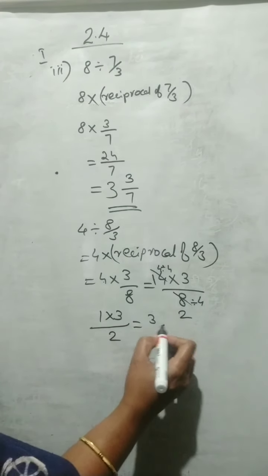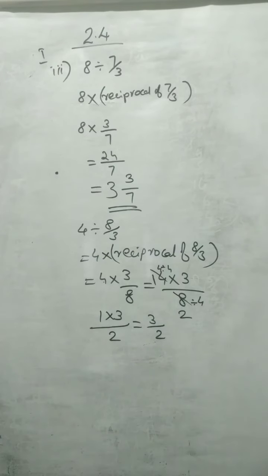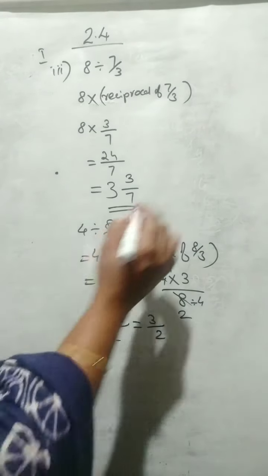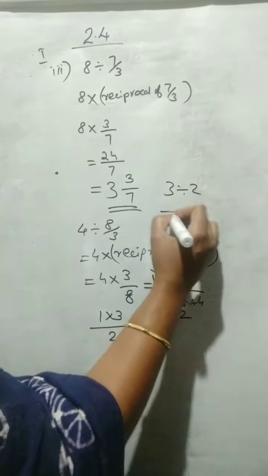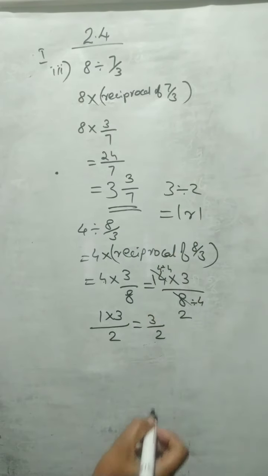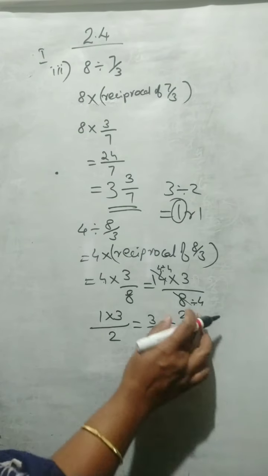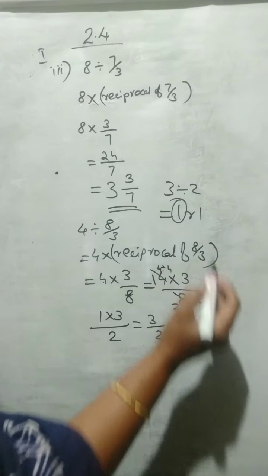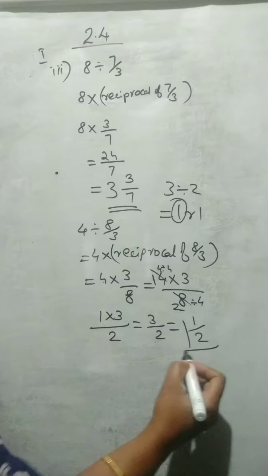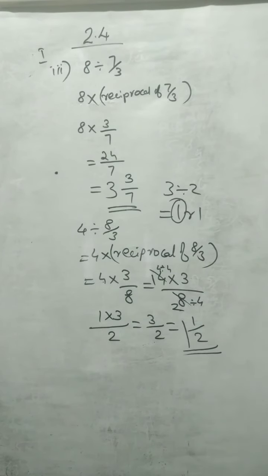So 3 on 2. Here 3 on 2 is an improper fraction. Then 3 divided by 2 is equal to 1, remainder 1. This one will be the whole number. So we can write this one as 1. Then here 1 is the remainder on 2. That is 1 on 2 is the answer.